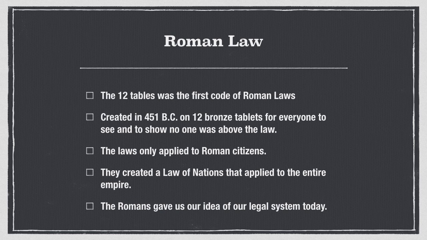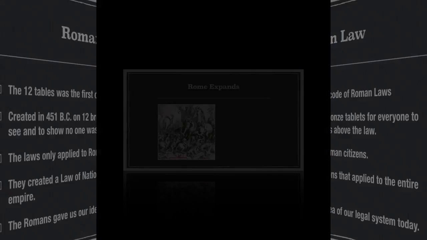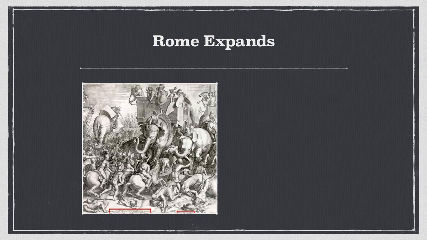Now, the Romans gave us our idea of the legal system we use today in the United States. So a lot of United States law is based on what was found in those 12 Tables. All right. Now, over time, Rome expands.